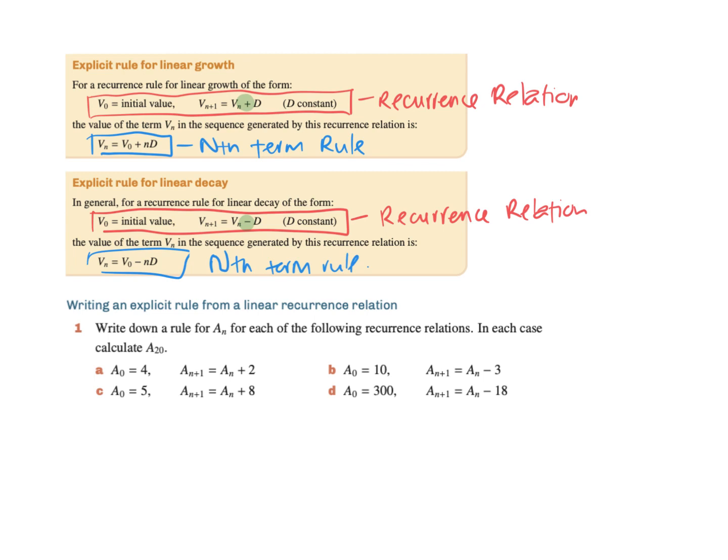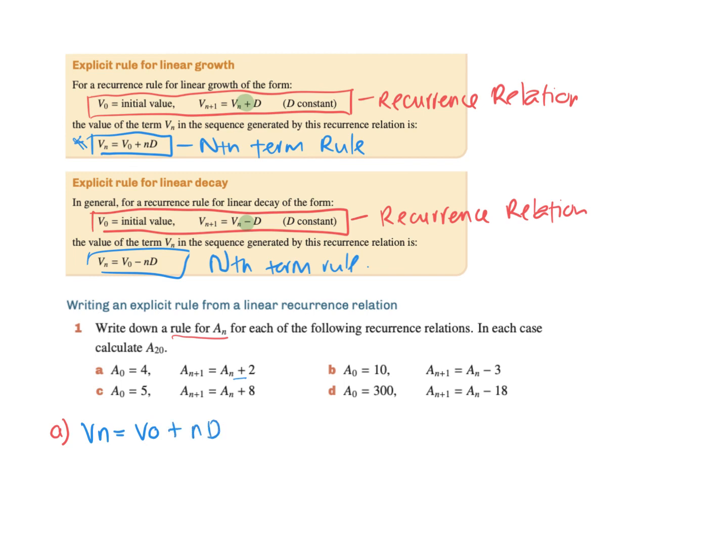So down here in question 1, this is out of the textbook. I'm just going to do them with you. It says to write down a rule for AN. So that's pretty much saying the nth term rule for each of the following recurrence relations, which is true. They're giving me recurrence relations. So if I look at question A, I can see this is growth. So I'll just write the template first so you can see it.